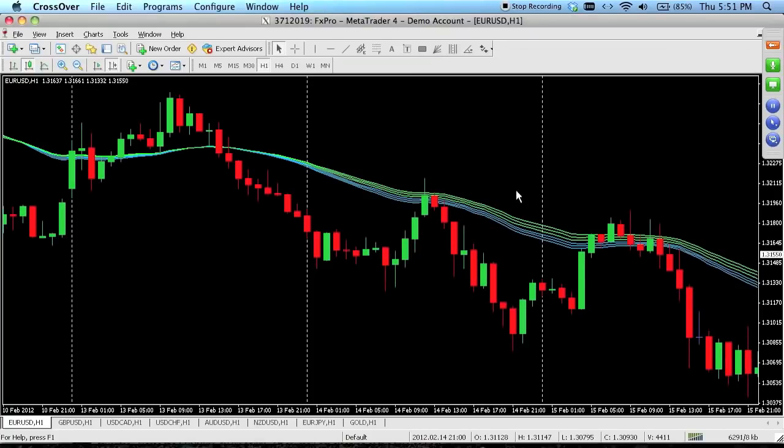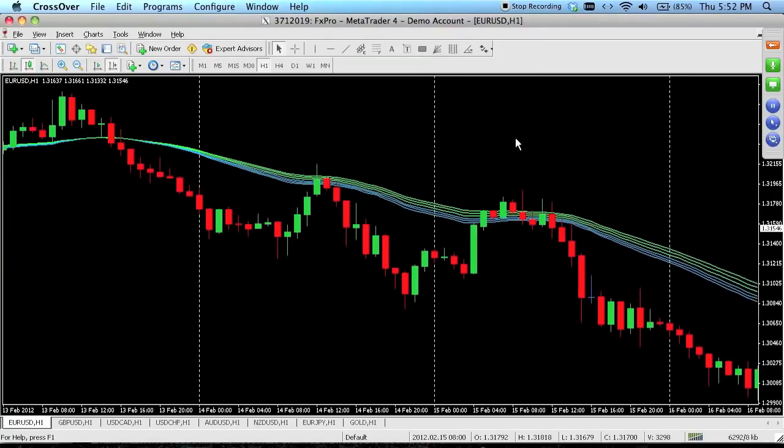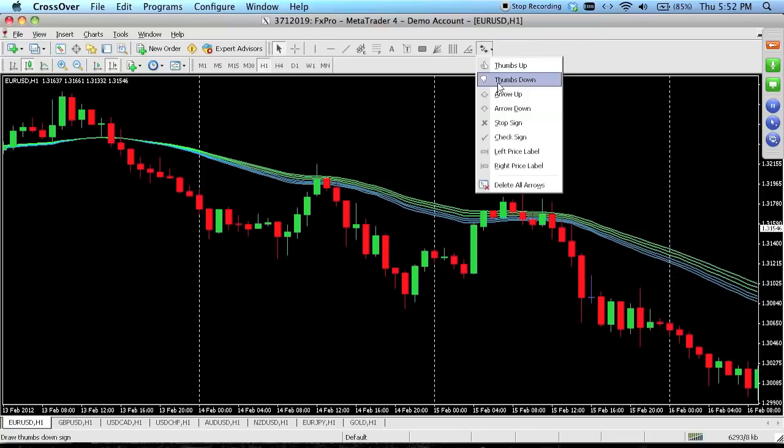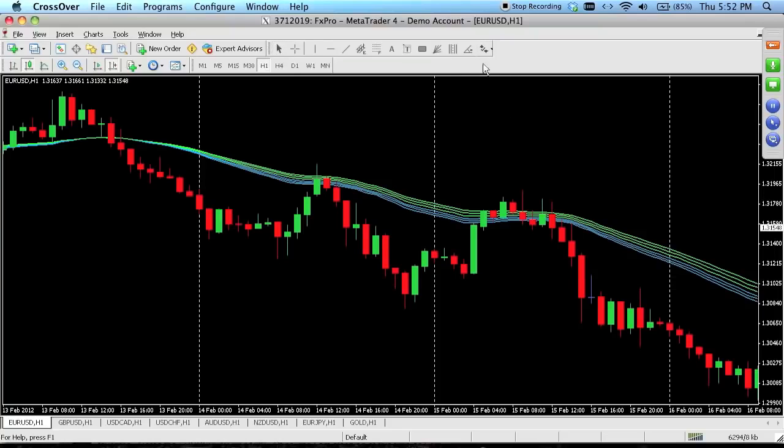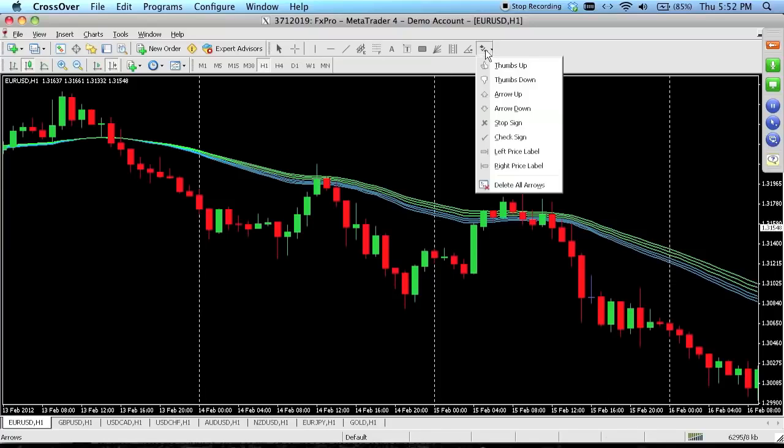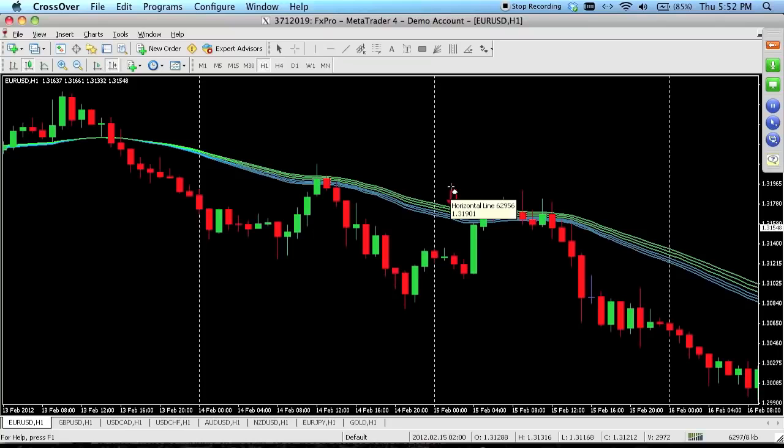Okay, now here is an example of a trade that did not work. Now when I say did not work, it does not necessarily mean a loss. Okay, let's take a look. We have our MAs over here. You can see they're not congested. We can look through them.